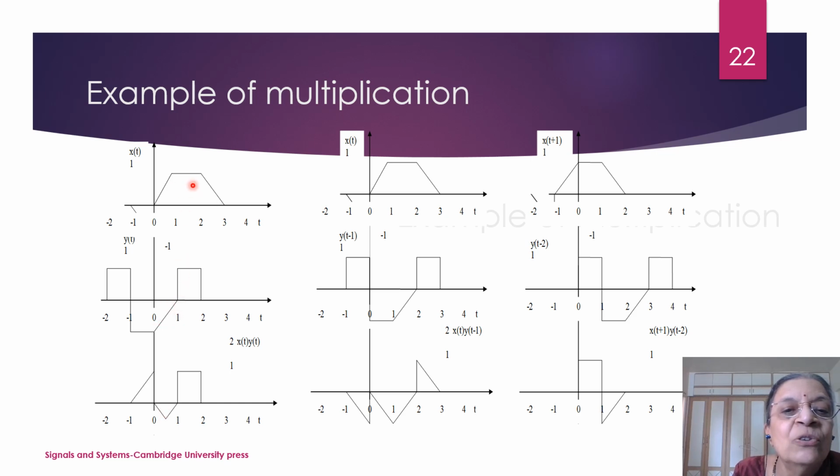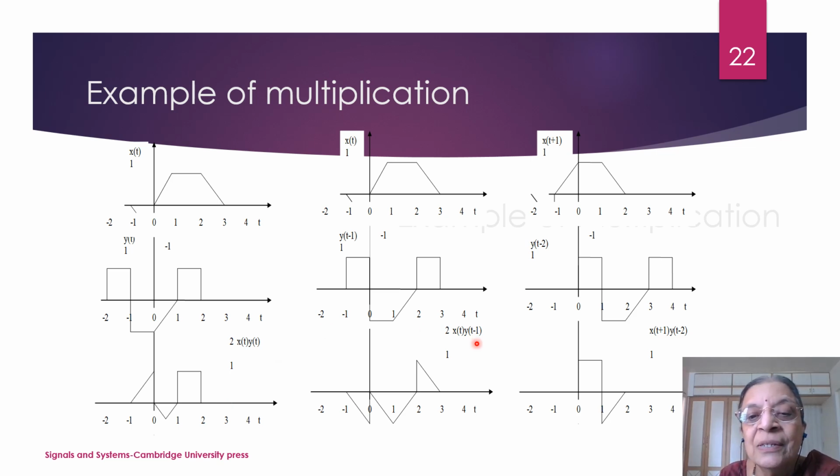Then between 1 to 2, this is 1, and this is 1. So when you multiply, it will be equal to 1 only. Between 2 to 3, this is 0, so it will be 0. So you just have to do part by part and see what the output will be in this case.